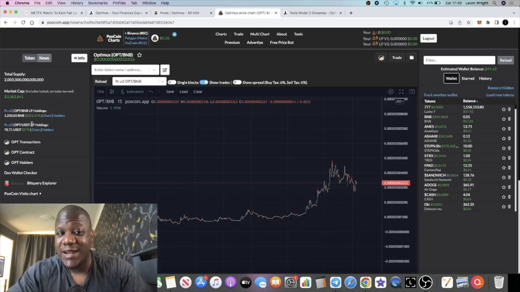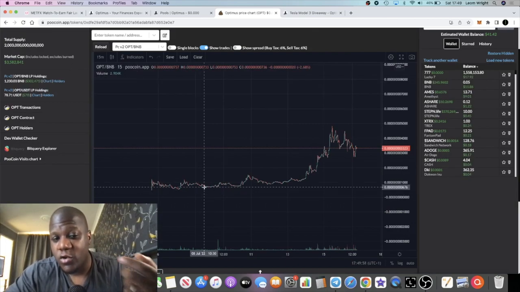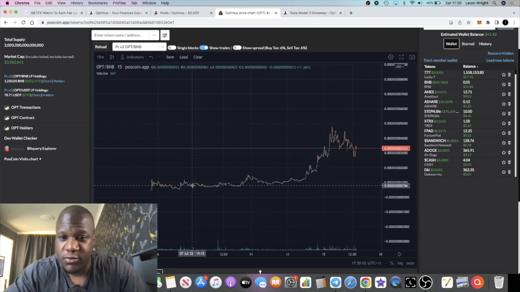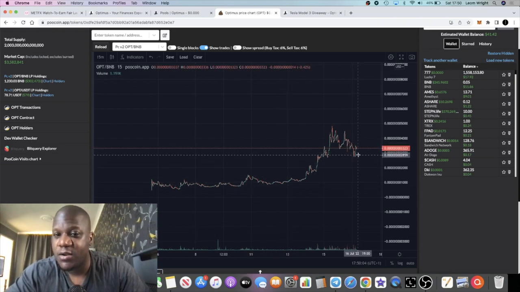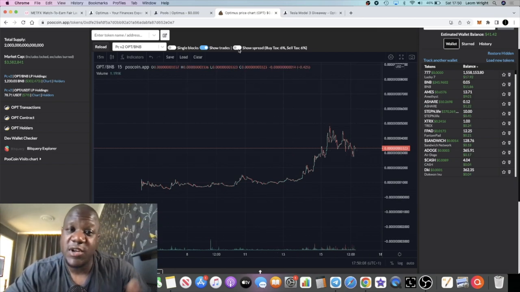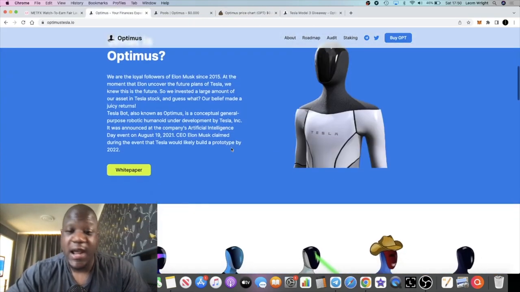Liquidity is looking pretty decent, almost half a mil. Well, 300k in liquidity, OPT BNB holdings, which looks pretty decent. Market cap is just under 3.6 million. Of course, I would have loved to have brought this chart to you over here, but I didn't know about it then. But right now it looks like it could be a good time to be jumping in on the dip on this particular token. And there's plenty of reasons why people might want to hold this token. For example, the Tesla giveaway and things like that, and staking.